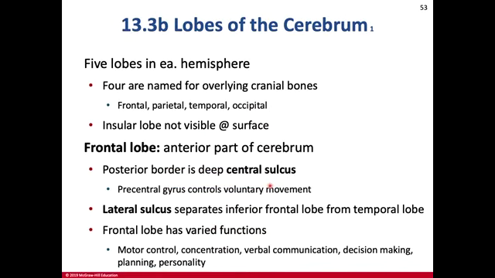There are 5 lobes in each hemisphere, and they're named for the cranial bones on top of them, right? So there's a frontal lobe, the frontal bones on top of that, parietal lobe, the parietal bones on top of that, occipital lobe, the occipital bones on top of that, and temporal lobe, and the temporal bone is on top of that. And then the 5th lobe, the insula, is beneath the parietal and the temporal lobes, okay?